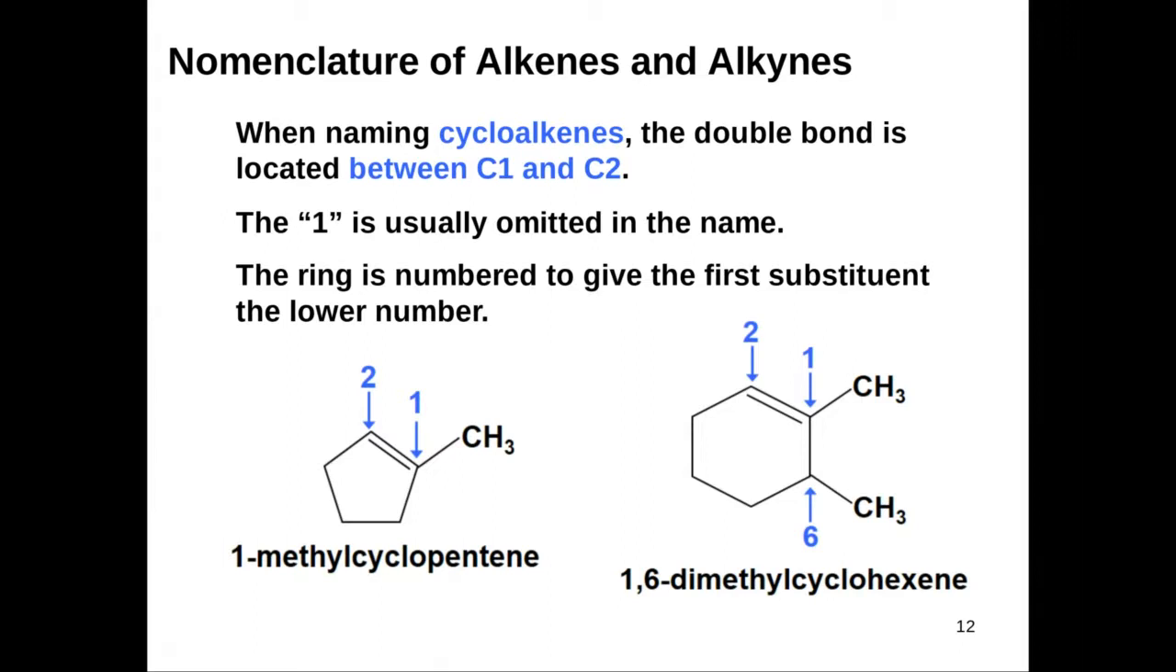And then the ring is also numbered to give the first substituent, or that first R group, its low number as well. But again, you have to make sure that double bond is between 1 and 2, and you try to get that substituent also a low number as well.